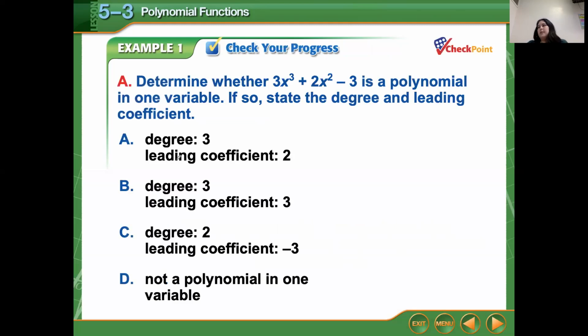All right, go ahead and pause the video to try this one out. All right, if you did it, you should have gotten B. My highest exponent is 3, and the coefficient is 3 for that term.